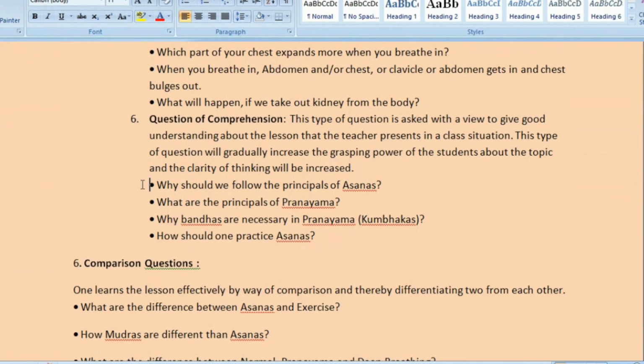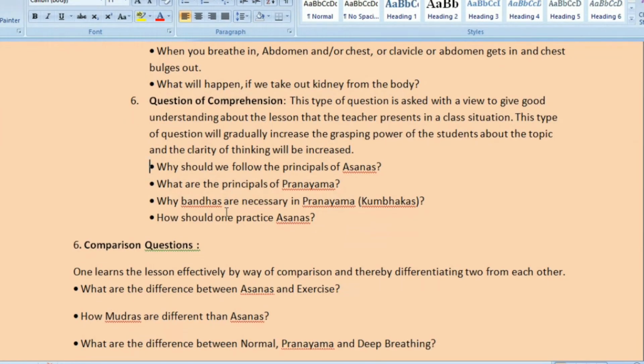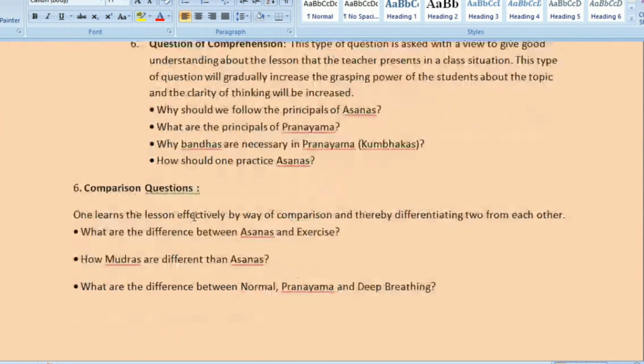why should we follow the principles of asana? What are the principles of pranayama? Why are bandhas necessary in pranayama or kumbhakas? How should one practice asanas?